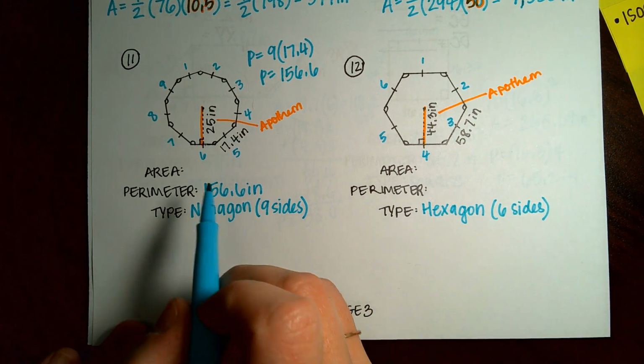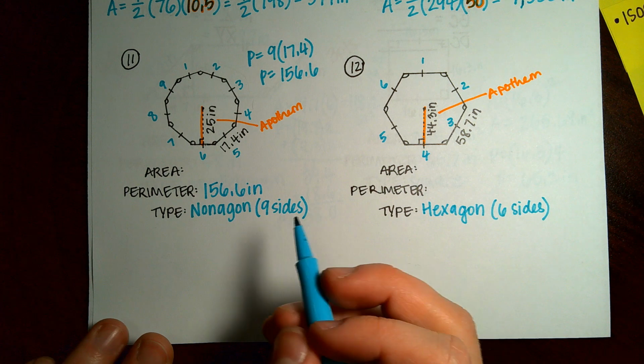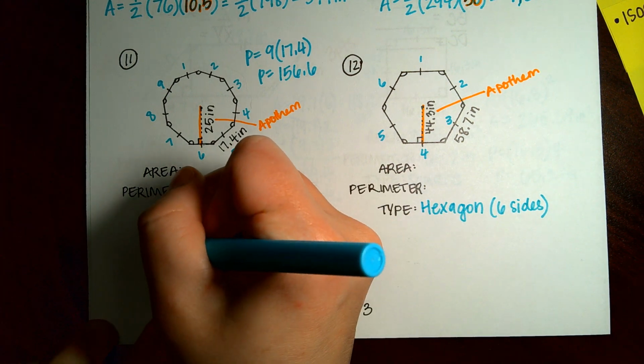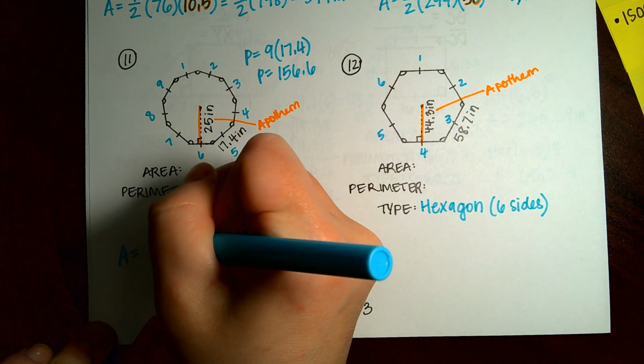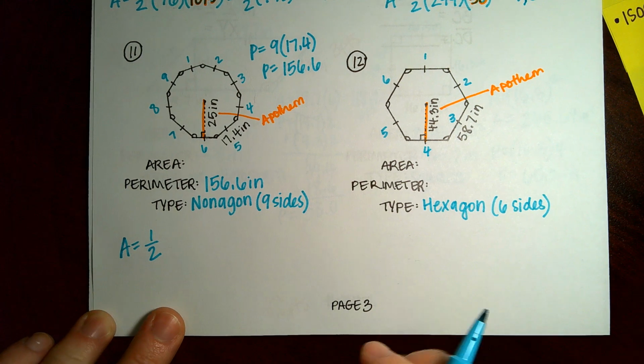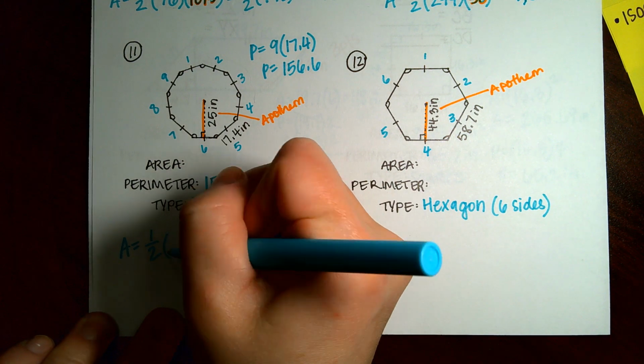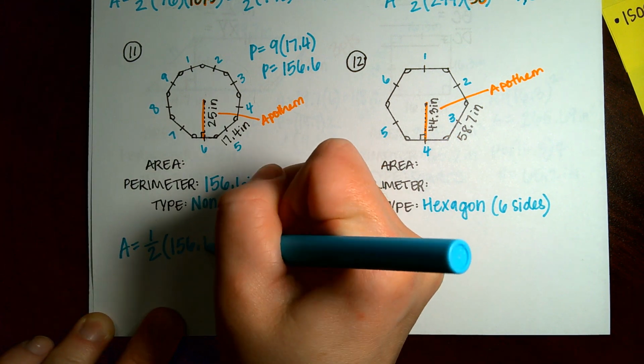Right. Did you guys get 156.6? Good. So number 11. I'm going to do the area: 1/2 times 156.6.